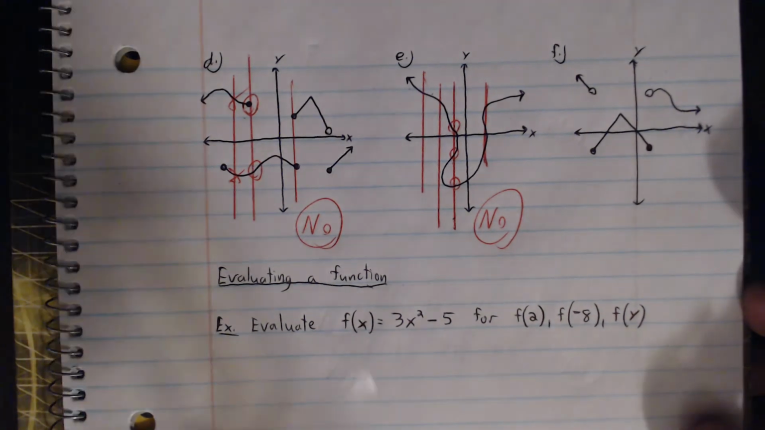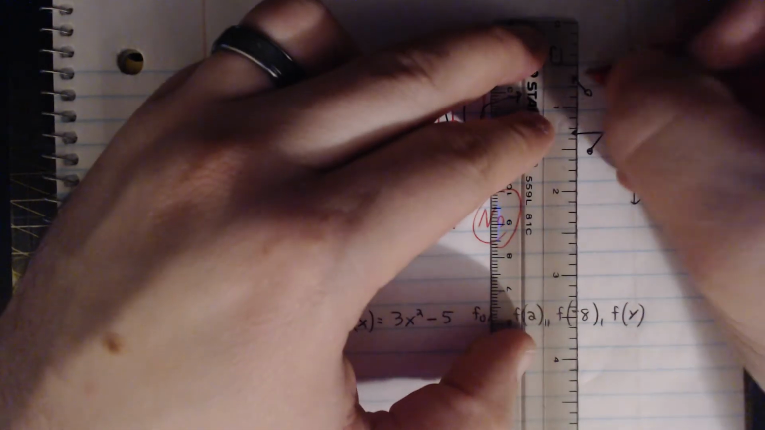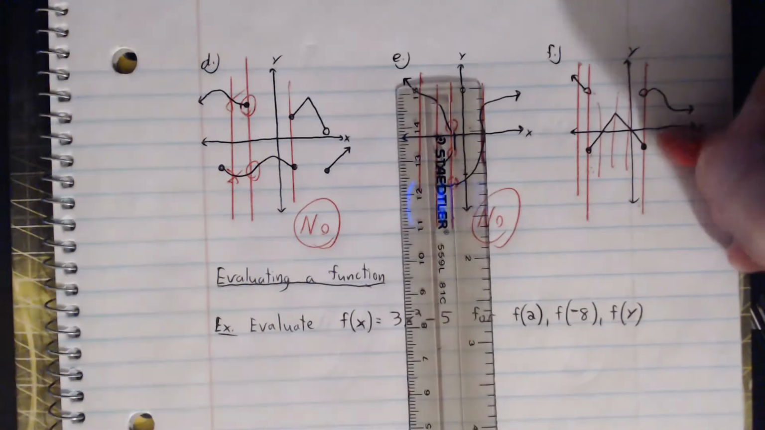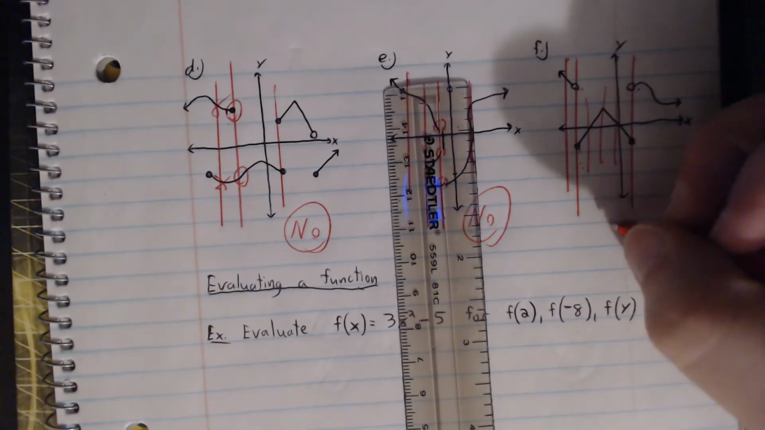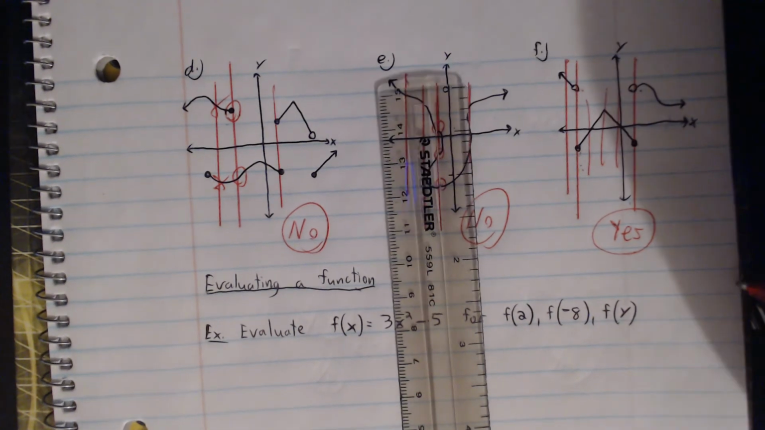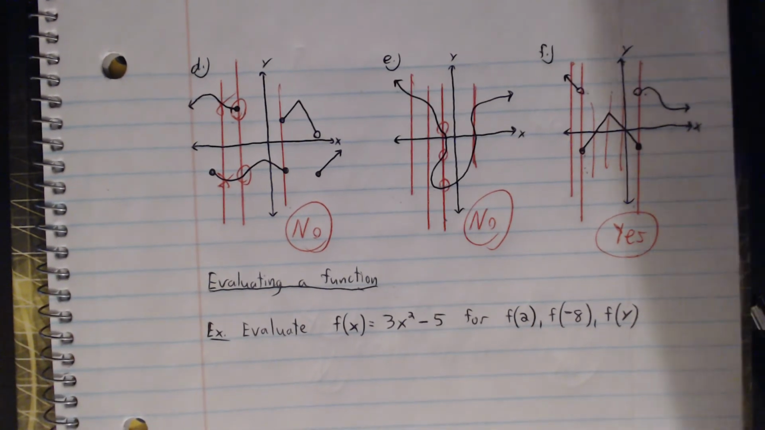F, however, okay, I can draw lines. It's only hitting once. Going through here, it's only hitting once. I can keep on drawing vertical lines. Again, only hitting once. These are open spaces, so this one we're going to say yes. This is a function. Okay, hopefully you did okay with those 3.